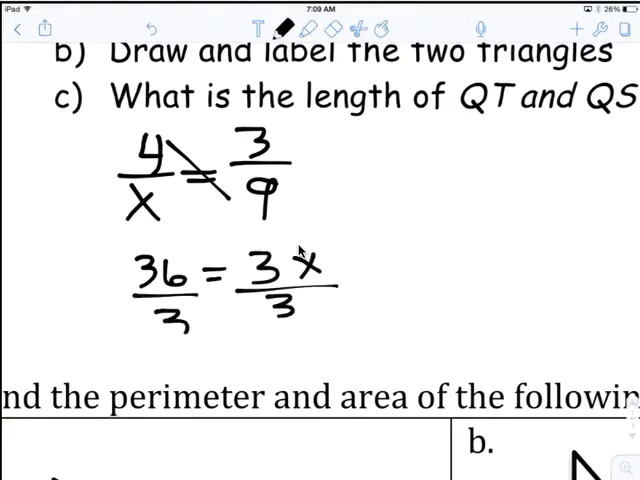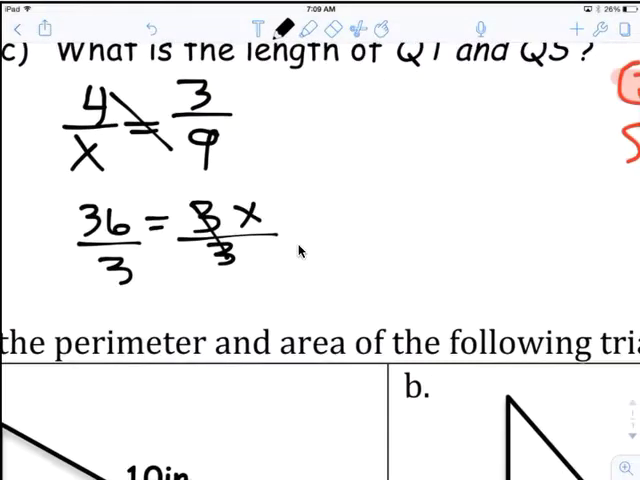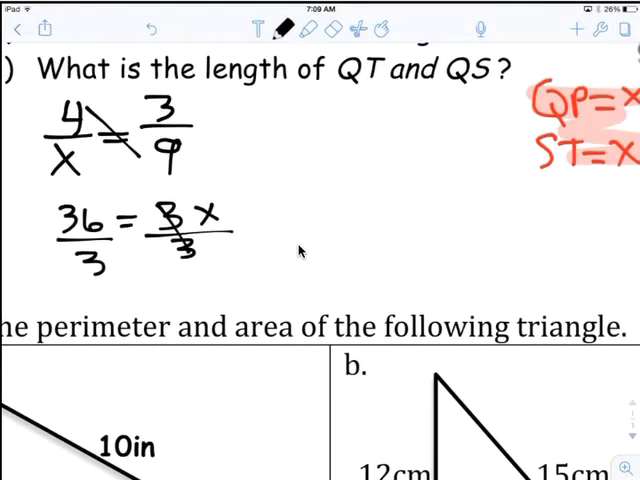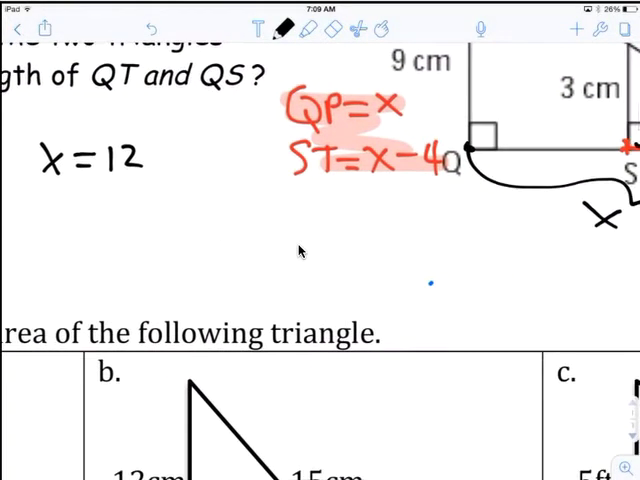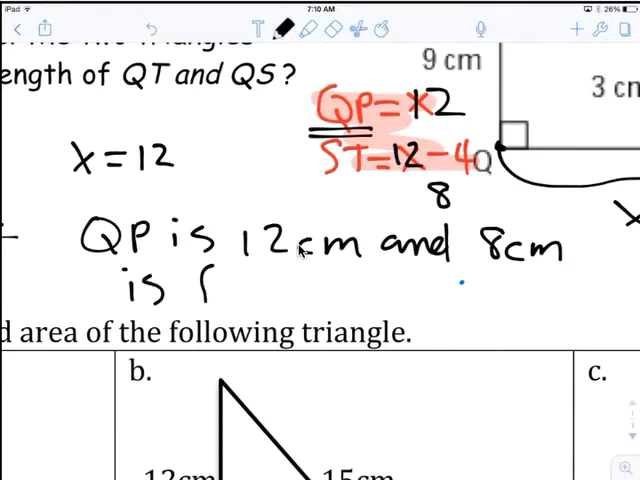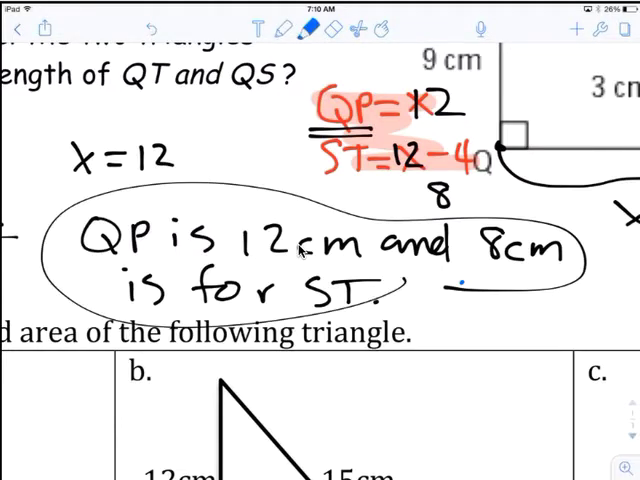Divide by 3, because that's what I'm going to do on the next test, because I noticed some kids were guessing numbers. X then is 12. If X is 12, therefore QP is 12. And then 12 minus that, ST then is 8. QP is 12 centimeters, and 8 centimeters is for ST. Make sure you put the units of centimeters.